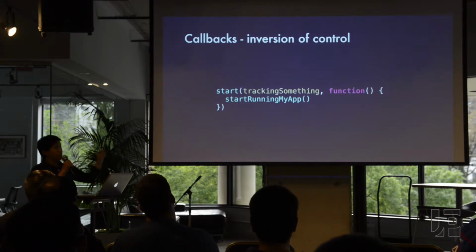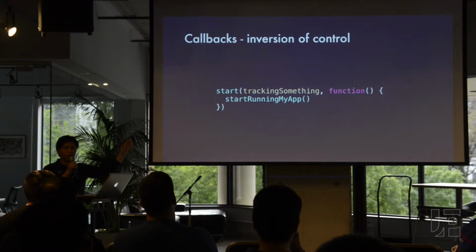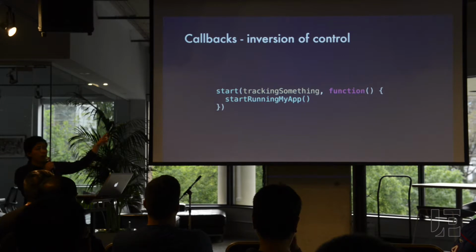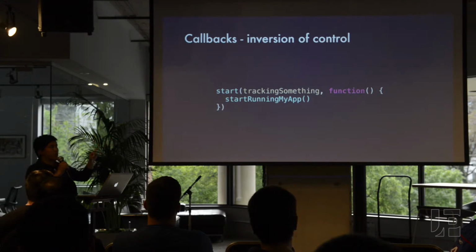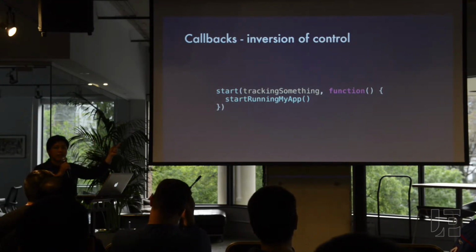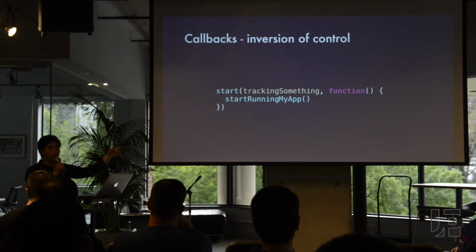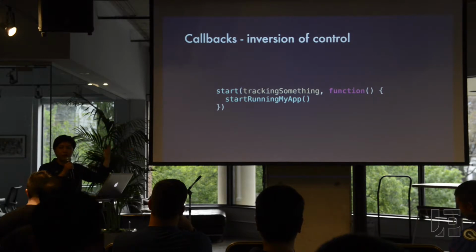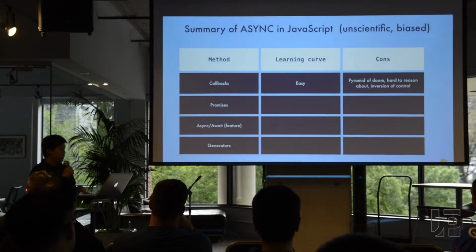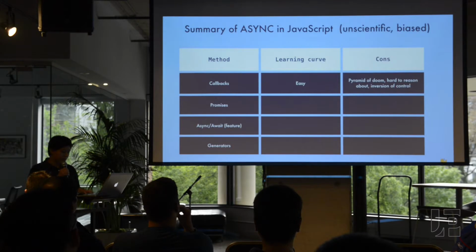So here, this is a bit of contrived code, but you have a tracking code maybe from a third-party library, and they're tracking something, and then after that, your app starts, right? The problem with code like this is that you're giving your callback over to someone else, and it's possible that they might never call that function, or they could call it too late, or they could call it too many times. So imagine if that function is start running your app, you can imagine how things will go wrong, right? So that's my summary of callbacks.